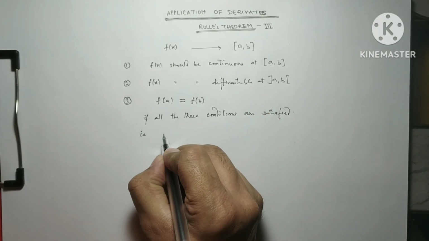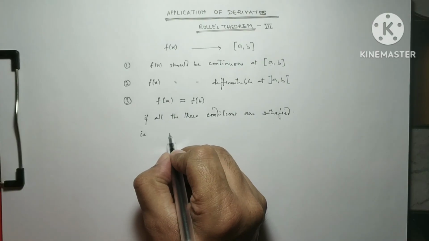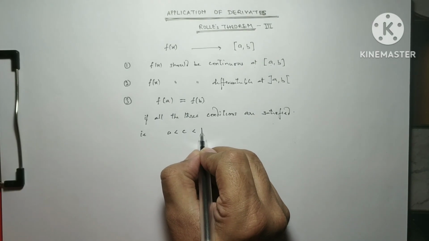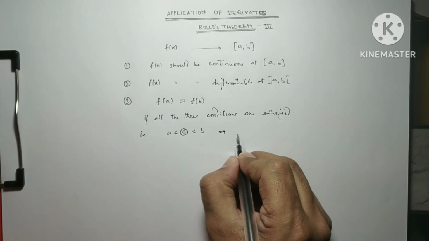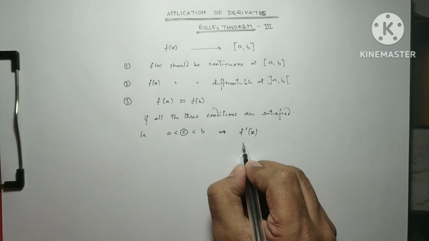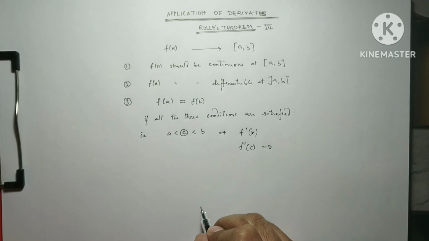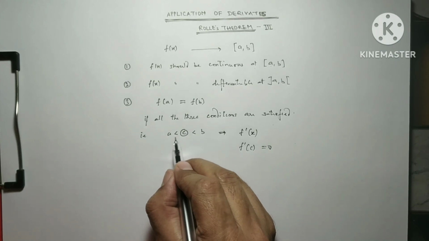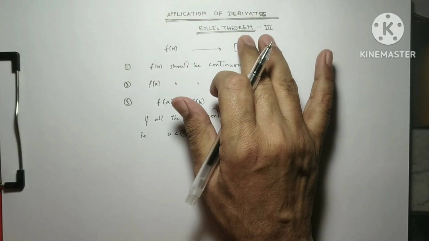So for any value which lies between a and b, so for this value c, the first derivative of the given function should be 0. So that value which lies between a and b, at this value Rolle's theorem will be verified.